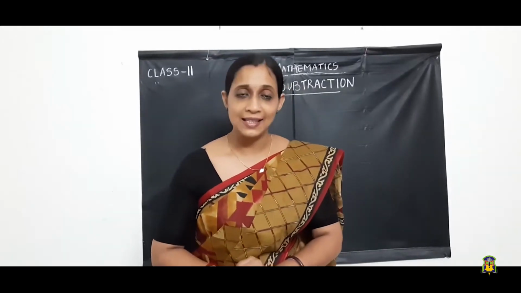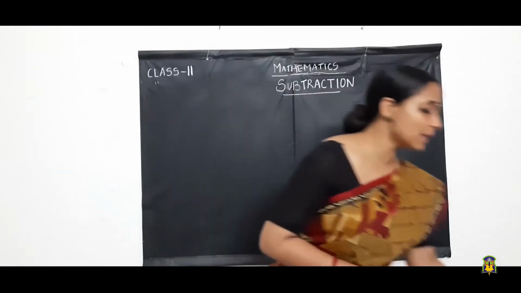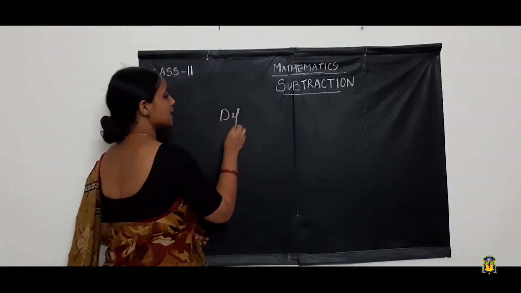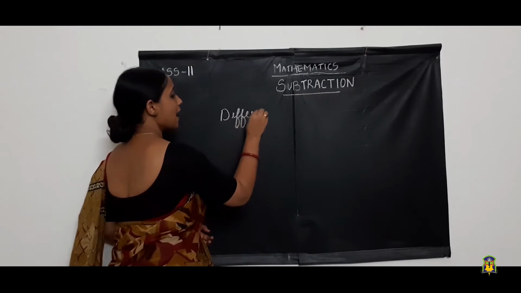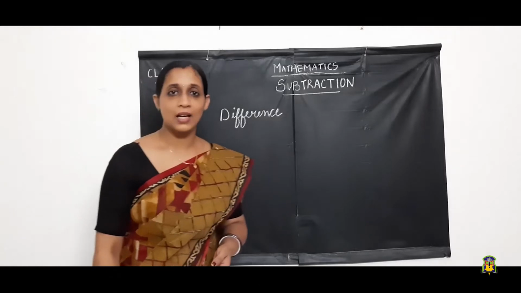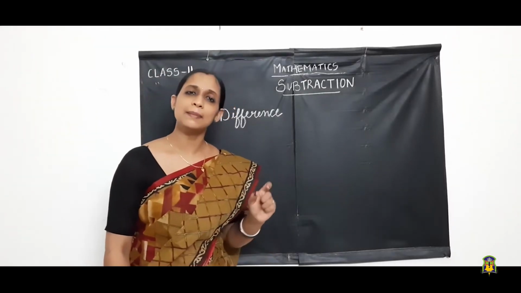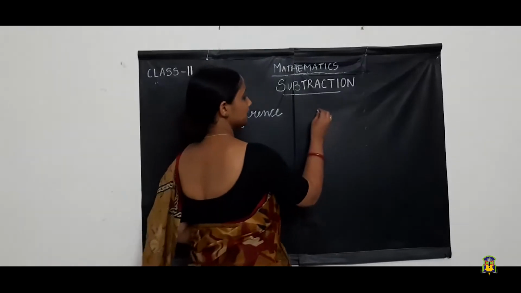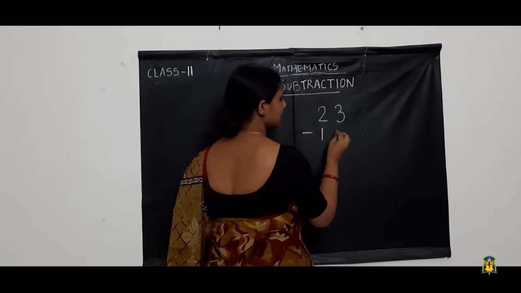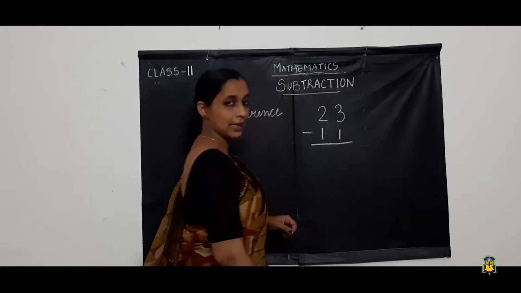The answer we get after subtraction is called difference. Do you remember in addition it was called sum. In subtraction it is called difference. It is called what? Difference. D-I-F-F-E-R-E-N-C-E. Difference. Okay, now let's see a simple subtraction. Number 23 minus 11.